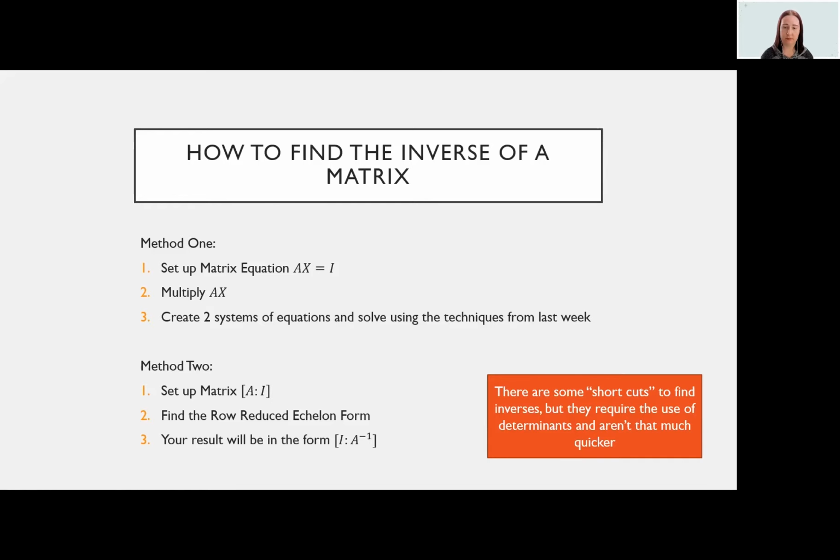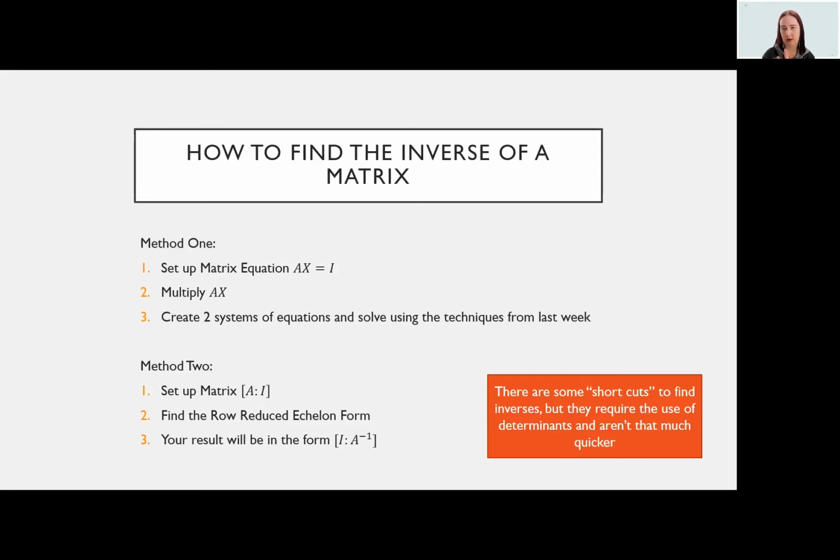Method 2 is to create a new matrix where you have your matrix A, and then to the right of it, you have the identity matrix. And then you do Gaussian elimination. You want Gauss-Jordan elimination because you want the row reduced echelon form. And that will give you the identity in front, and then whatever is after the identity matrix is your inverse.